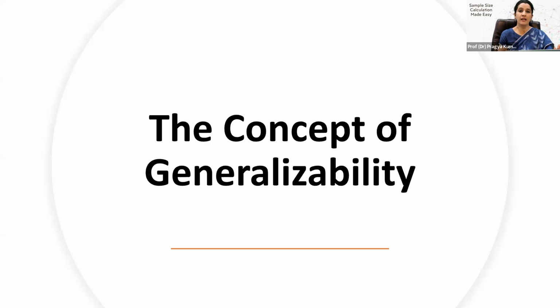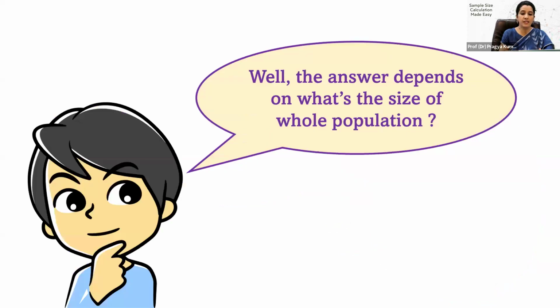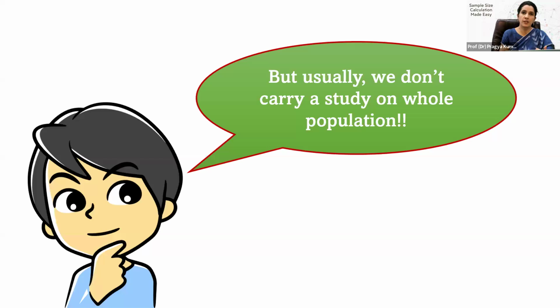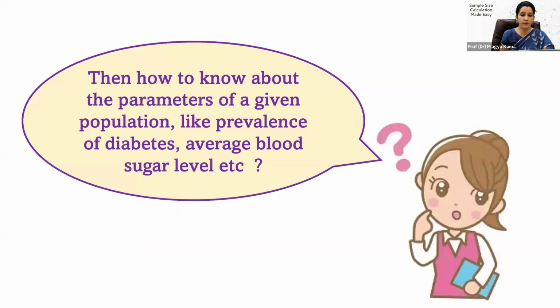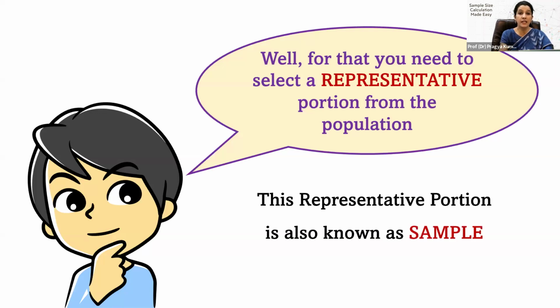So how do we make our study generalizable? For example, if I want to know the proportion of diabetic patients having diabetic retinopathy, what should I do? Should I select the whole population of diabetic patients or a sample? Generally we select a sample. But if the whole population is very small, then you can have everyone in your study. Usually we don't carry out a study on the whole population, so you select a representative portion from that population, and this representative portion is known as the sample.